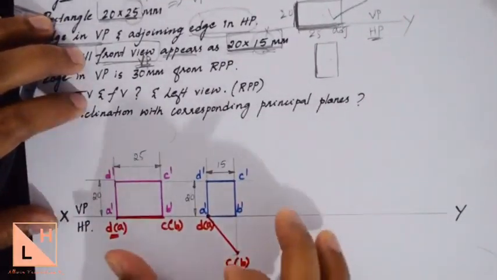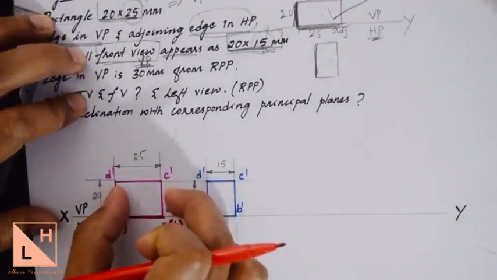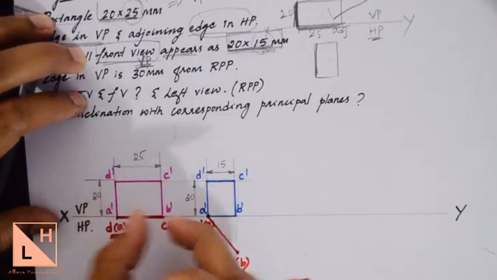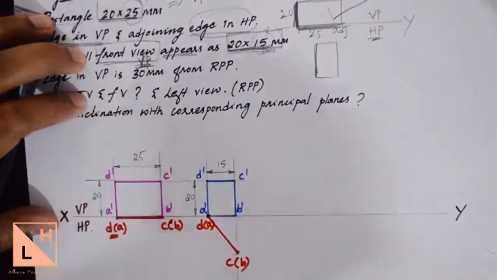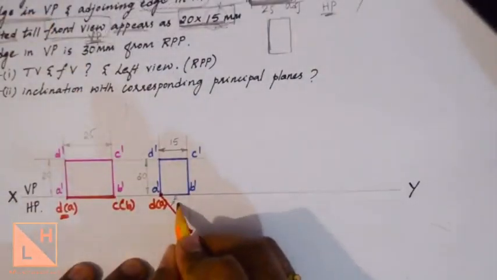Remember, the plane should look dark in every drawing, whatever you do. The plane looks like a plane in the front view, and it looks like a line in the top view. So plane and line are dark. Find out this inclination. When you measure this angle, you are going to get 53 degrees.